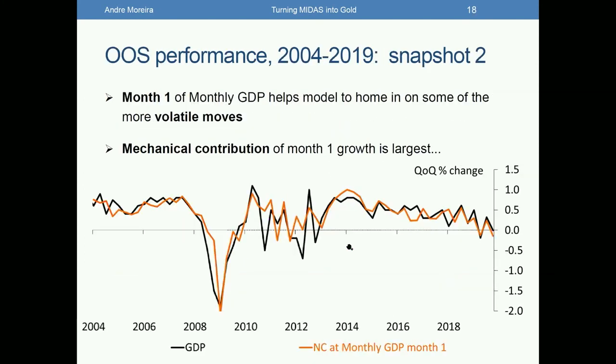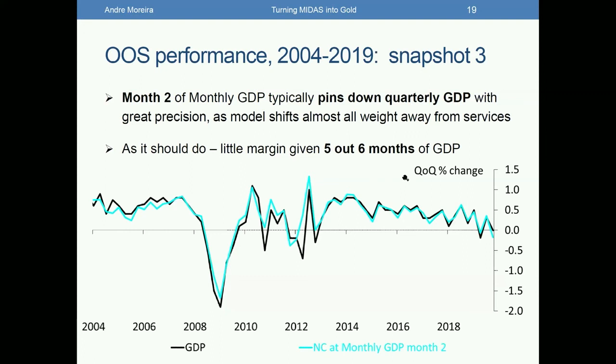Then you get another month of monthly GDP, and you see that you get quite a lot closer in many cases. If I flick back and forth, you really start to pin down many of these volatile moves. And as I say, that's reflecting the fact that month 1 is really important for the quarterly growth rate, conditional on your base effect and all that. But here's what you get once you incorporate month 2 into the model, and this is all out of sample, as I said. So you pretty much nail GDP almost every single time, as you should, because you've got 5 out of 6 months. So it's just getting a specification that allows you to capture that.